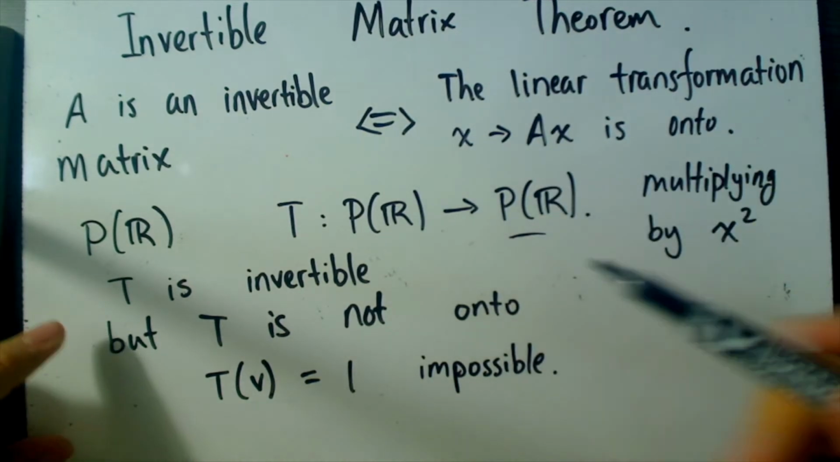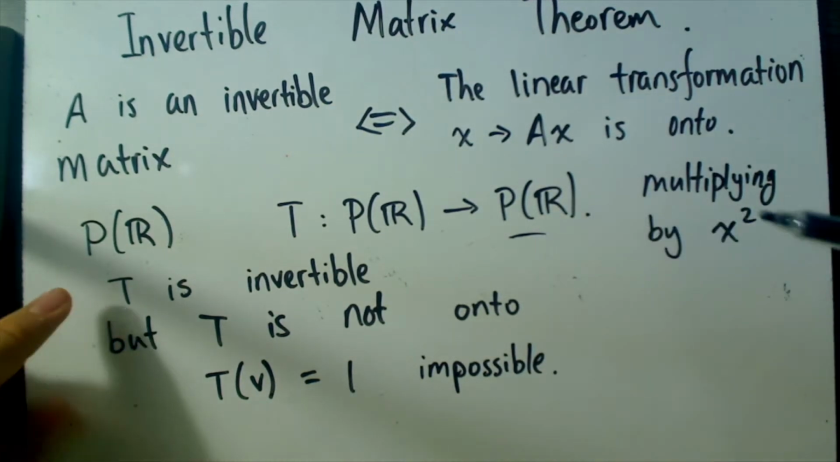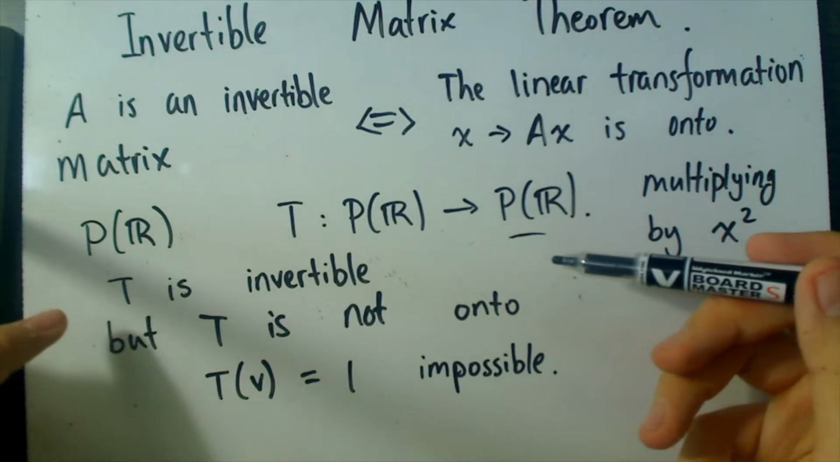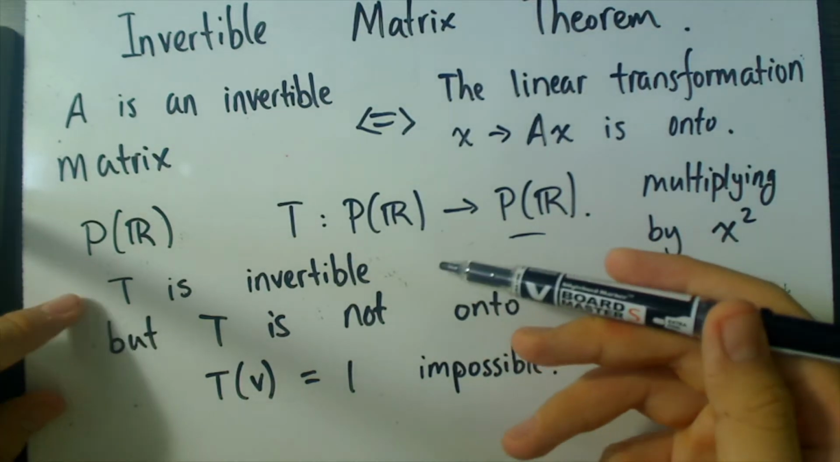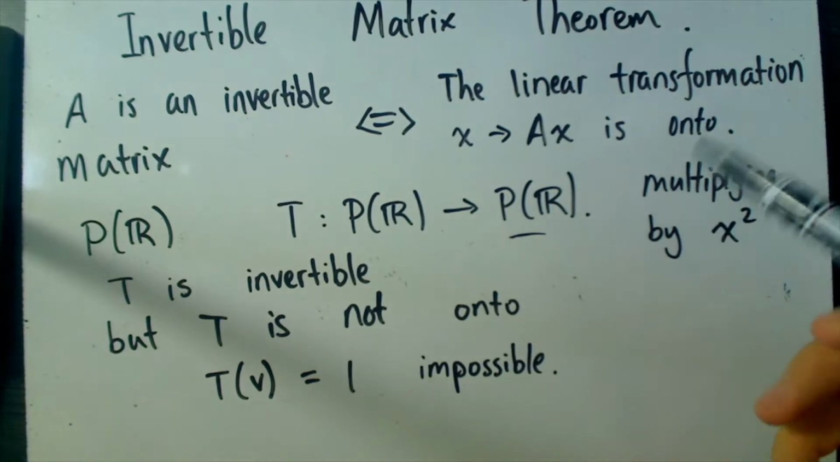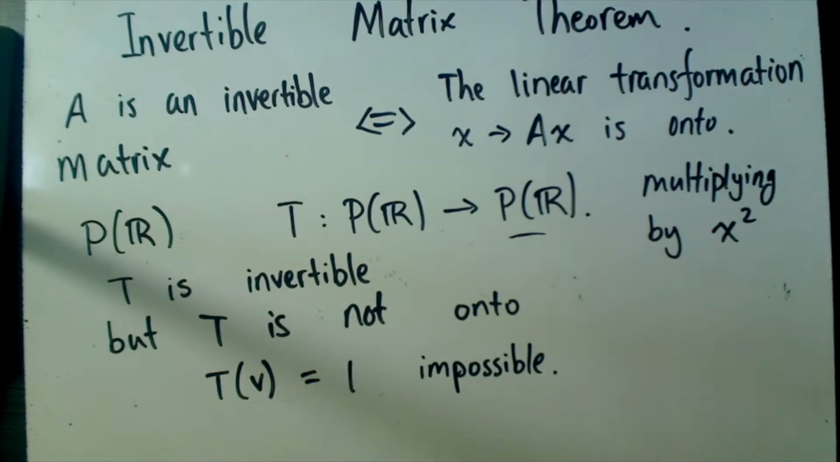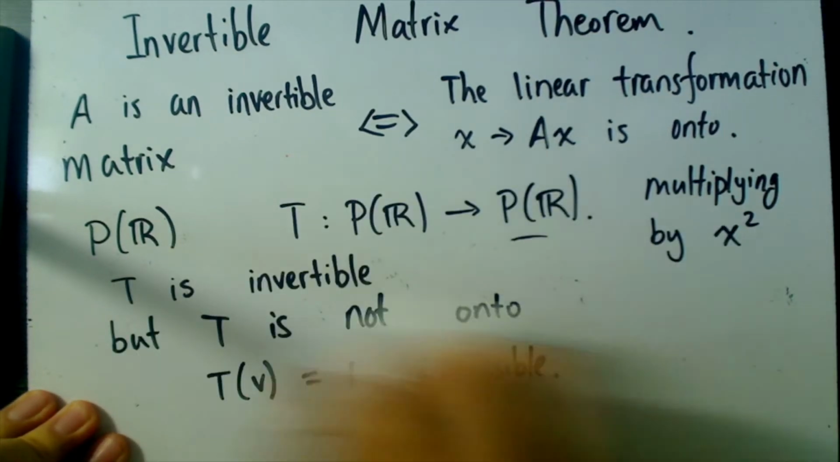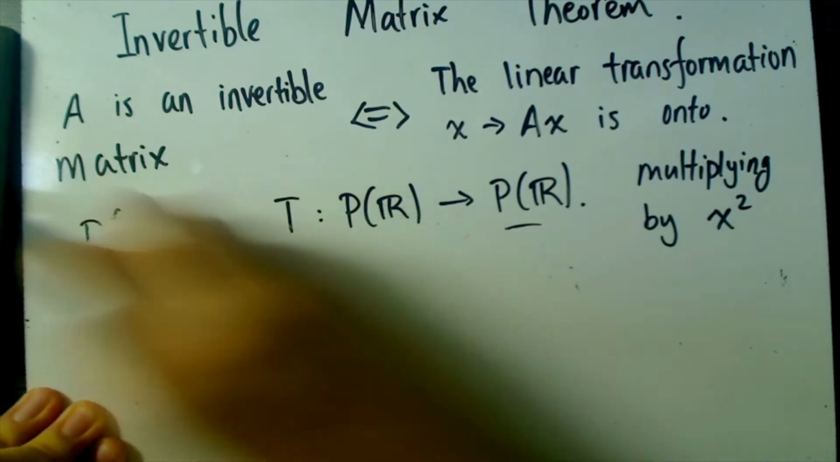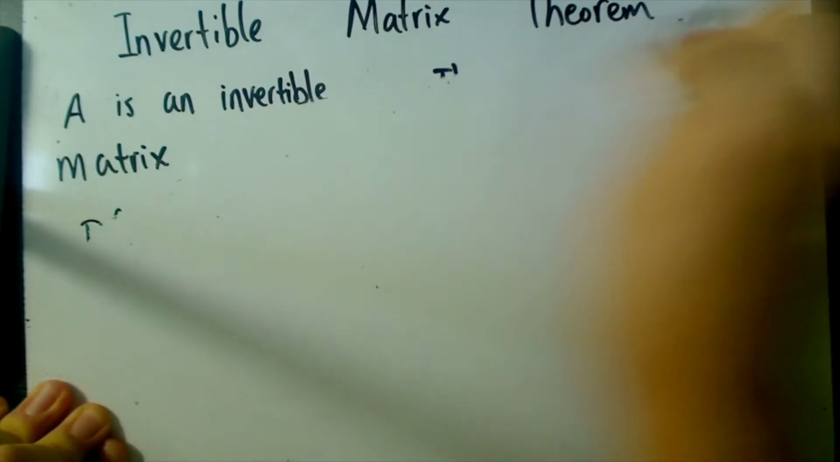So you can see here we have a linear transformation T that is invertible, but it is not onto, which is a contradiction with the invertible matrix theorem. So this is an example of how theorems can break down. Theorems in finite dimensional vector spaces can break down when the vector space has infinite dimension.